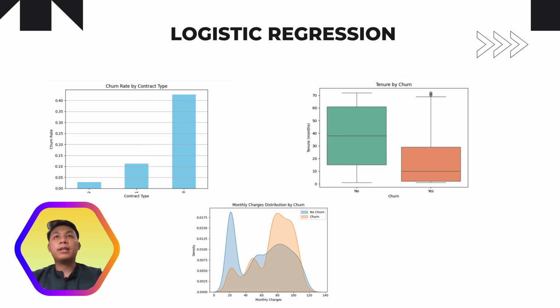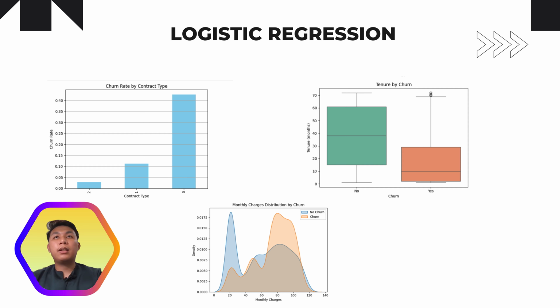Second is tenure by churn. Customers who churn typically have shorter tenure, especially within the first 20 months. This highlights the importance of focusing on early stage customer engagement to improve retention.